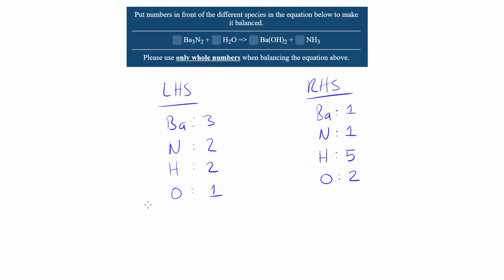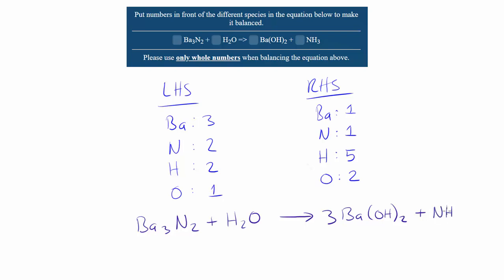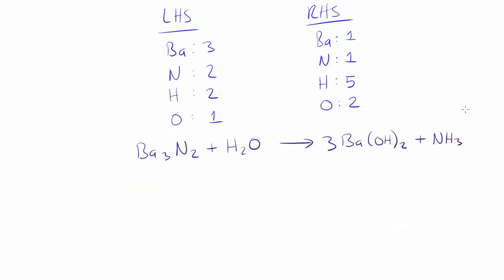So effectively we get Ba₃N₂ plus H₂O gives us 3, so we're going to put 3 here, Ba(OH)₂ plus NH₃, right? Okay, now let's do an audit.